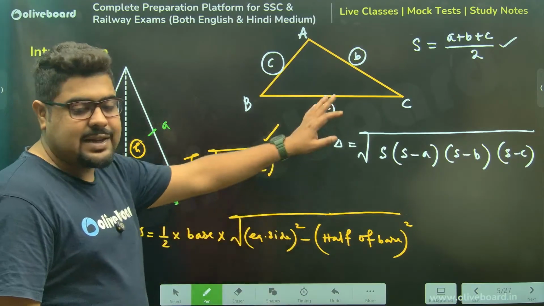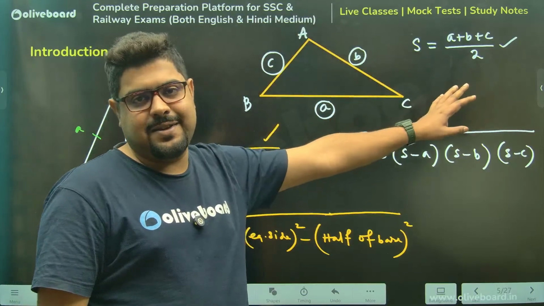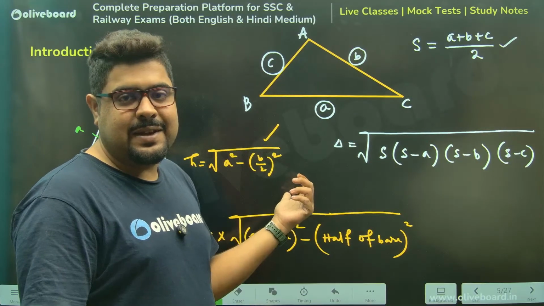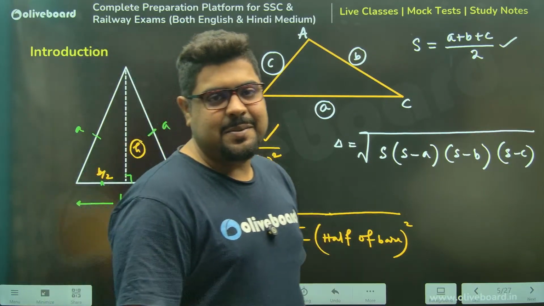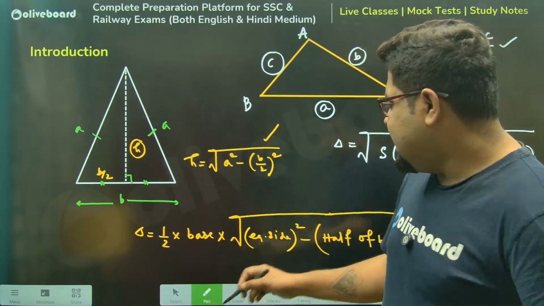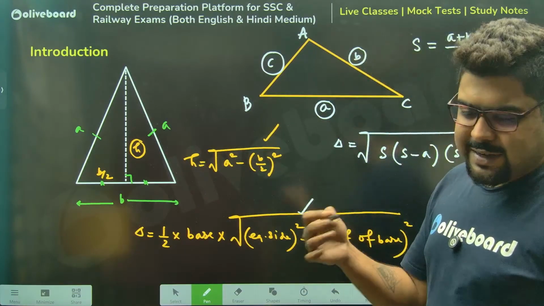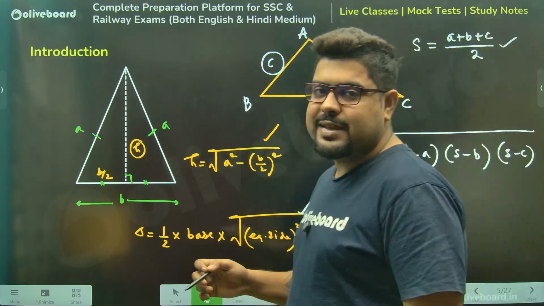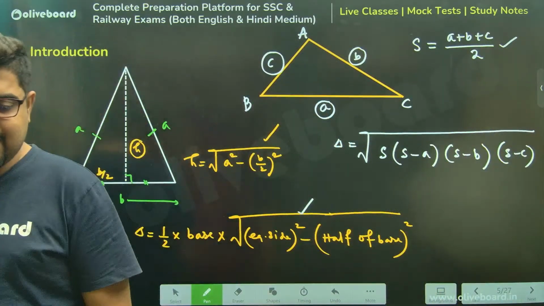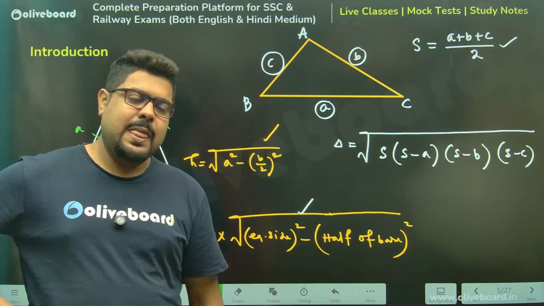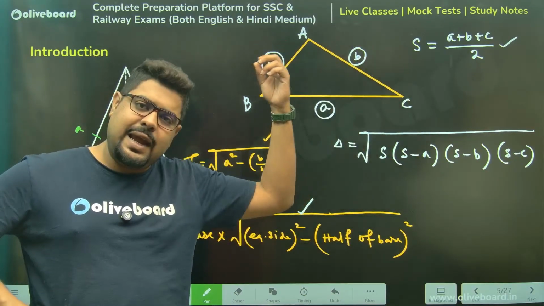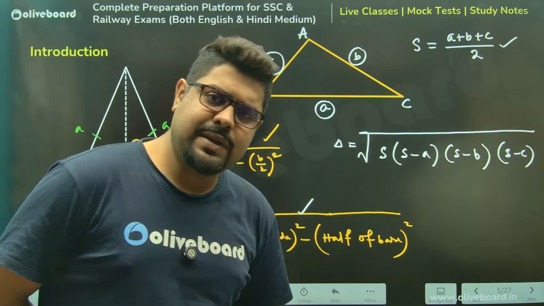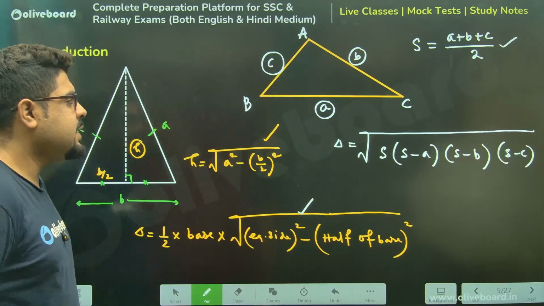Now again, please understand, this is true for any triangle. You'll say, sir, can I use it for isosceles? Yes, sir. I sometimes use it for isosceles, because in isosceles the calculation of the height is sometimes very tricky. So I sometimes use Heron's formula directly rather than doing this calculation. You can use it in any triangle. Very simple, nothing to worry about.